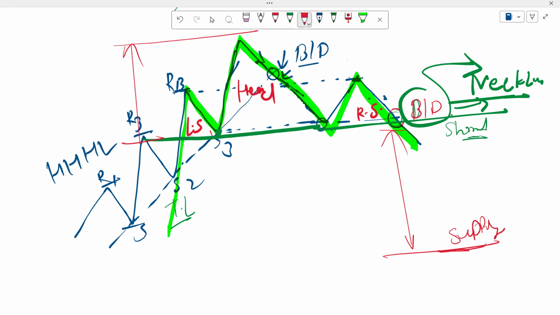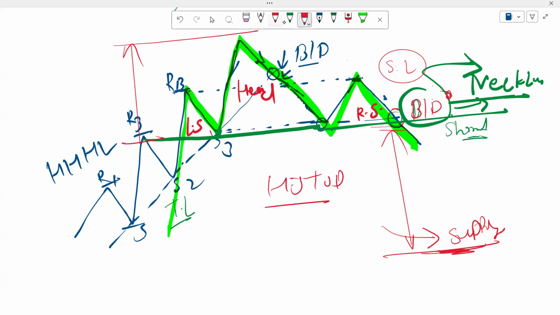So when you short this position, you can take a target at this support, and your stop loss will be somewhere in this area. Because after breaking the neckline, it can happen that this is a fake breakdown. This is a fake breakdown. So you have to put a stop loss in this area. So this is your head and shoulder top formation.